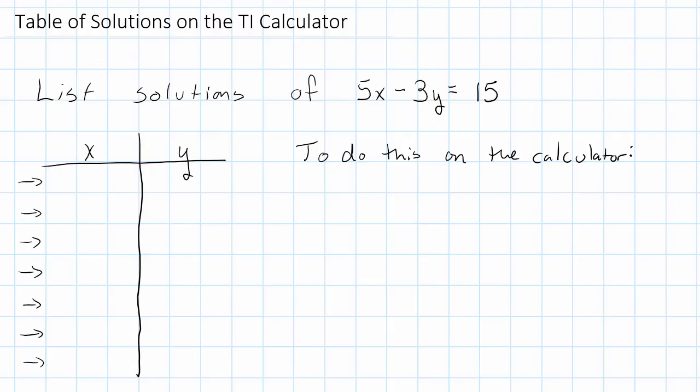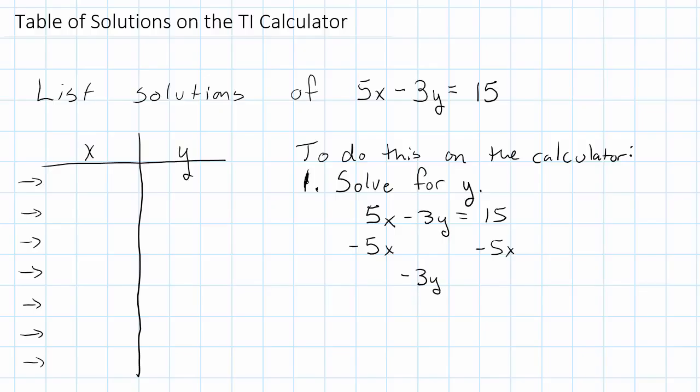Now, in order to be able to enter an equation on the calculator, it needs to be in a special form. Specifically, it needs to have been solved for y. So first we need to solve for y. Alright, so we've got 5x minus 3y equals 15. We'll subtract 5x on both sides. We'll get negative 3y equals negative 5x plus 15.